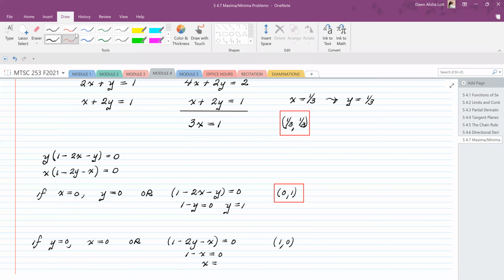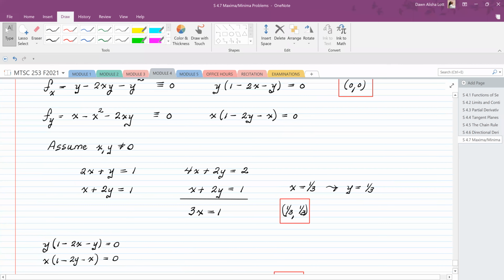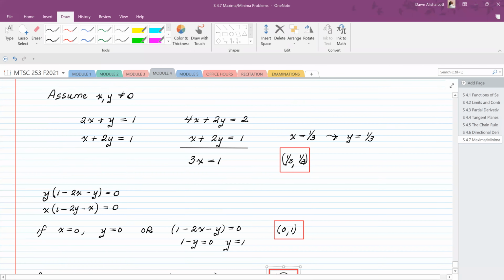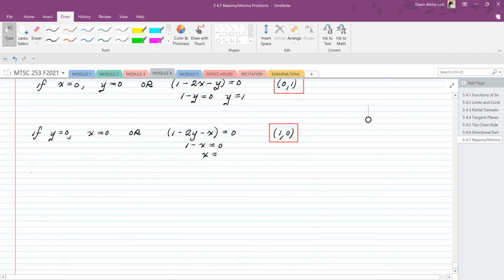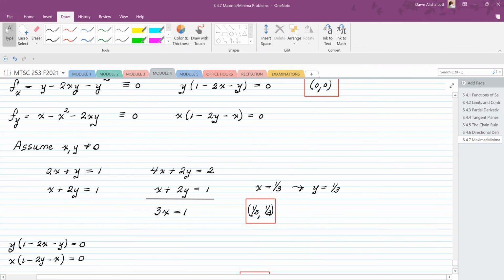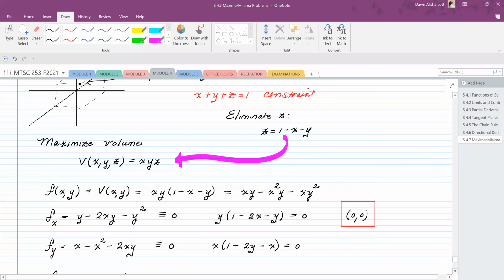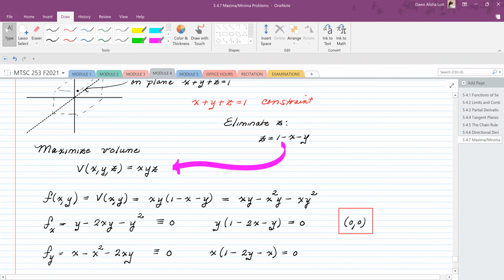So now all the points that we can possibly get as critical points are found: (0, 0), (1/3, 1/3), (0, 1), and (1, 0). Okay, so those are our possibilities. And when we go and check these, we get the volume. So let's go back. This was checking the volume of a box. We were maximizing it, and the function we were maximizing was x times y times (1 minus x minus y).